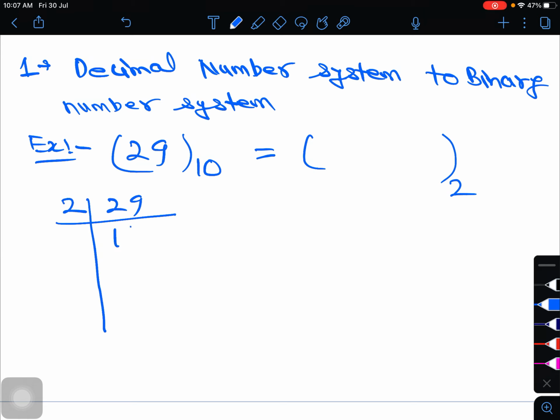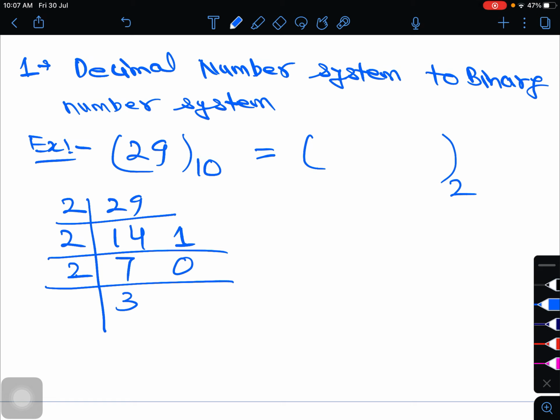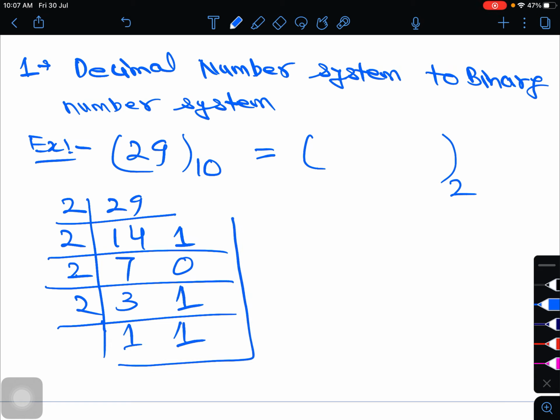2 4s are 8. Next, 2 7s are 14. Remainder is 1. 2 1s are 2. So just write from bottom to top where the arrow is pointing. So we will write 1 1 1 0 1.